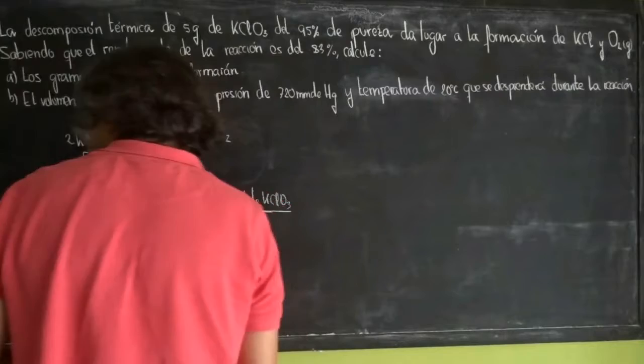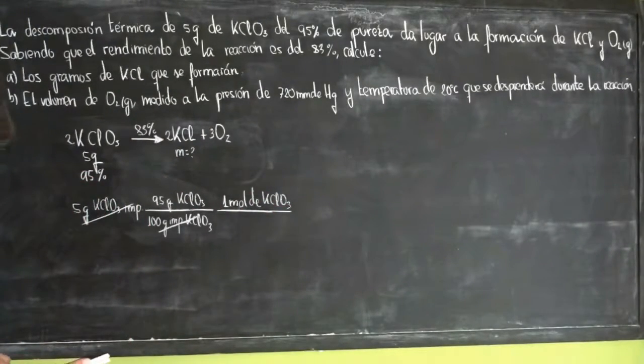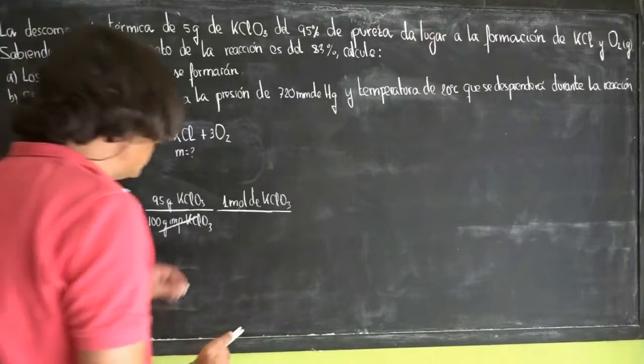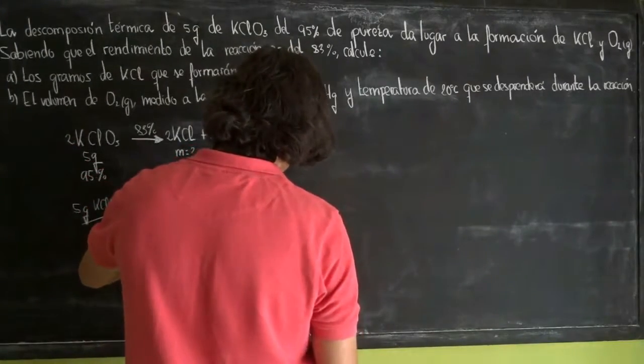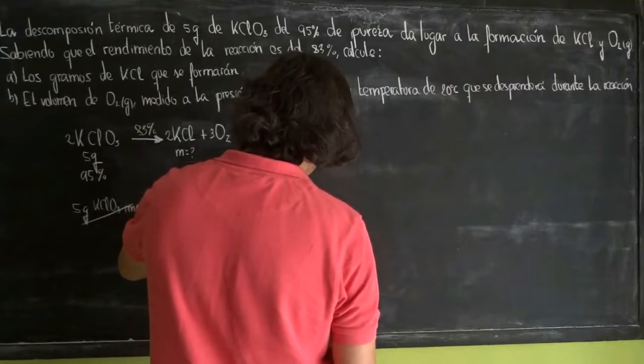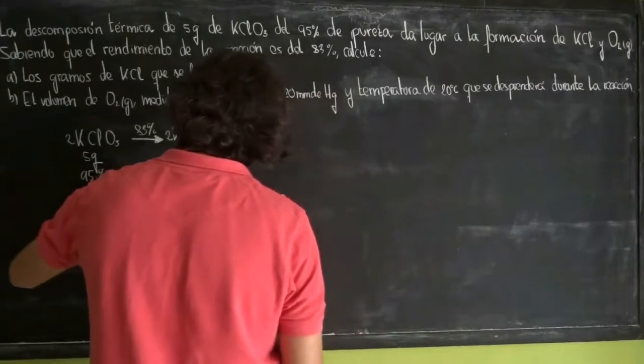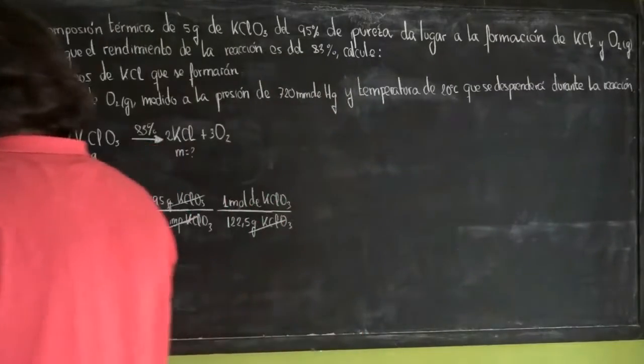One mole of KClO3, which is potassium chlorate. Well, let's calculate. It would be 39 plus 35.5 of the chlorine plus 16 times 3 oxygens, which gives 122.5 grams, which would correspond to 1 mole.